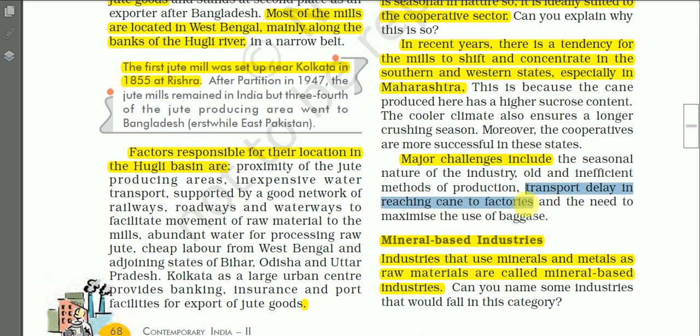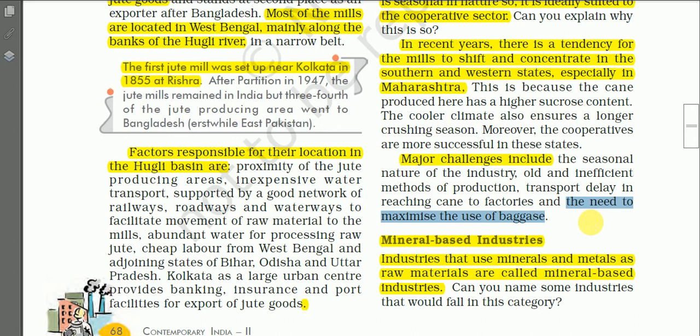The transportation network is not good in reaching the cane to the factories, and because of that the sugar content is reduced. And there is the need to maximize the use of bagasse. That means sugarcane bagasse is not properly recycled or utilized, so it creates a problem for us. Do you know what is sugarcane bagasse? I think you may know. Actually, this is the dry, pulpy, fibrous residue that remains after the sugarcane stalks are crushed to extract the juice.